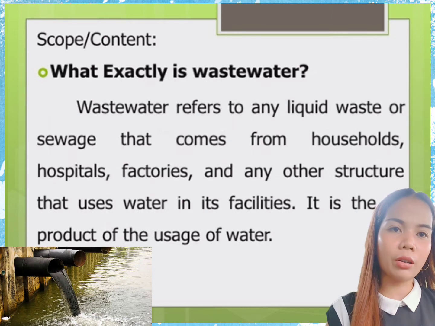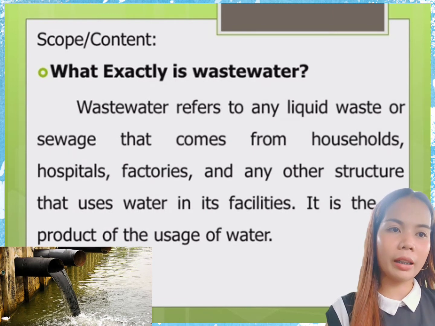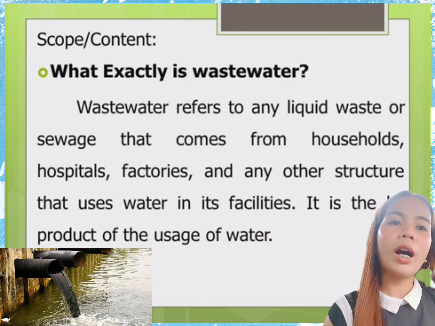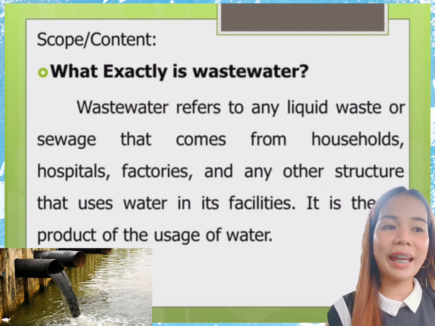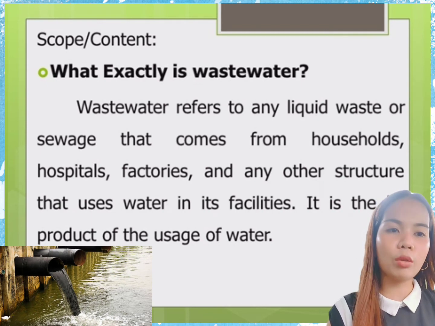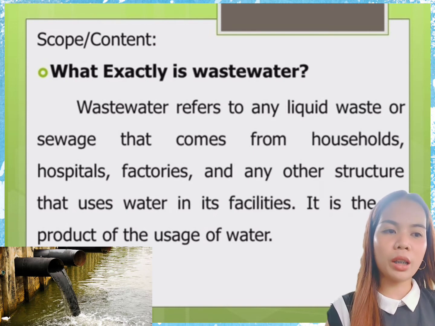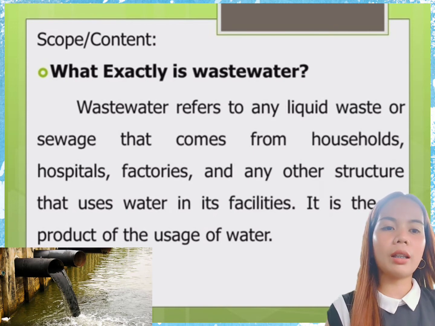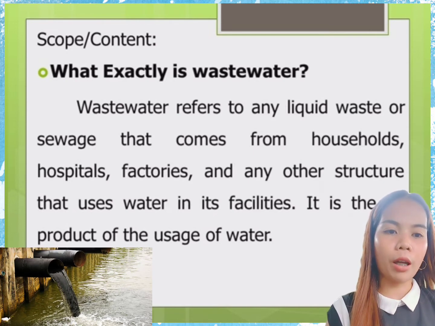Let's proceed to the scope or the content of our topics. What exactly is wastewater? So when we say wastewater, it refers to any liquid waste or sewage that comes from households, hospitals, factories, and any other structures that use water in its facilities. It is a by-product of the usage of water.